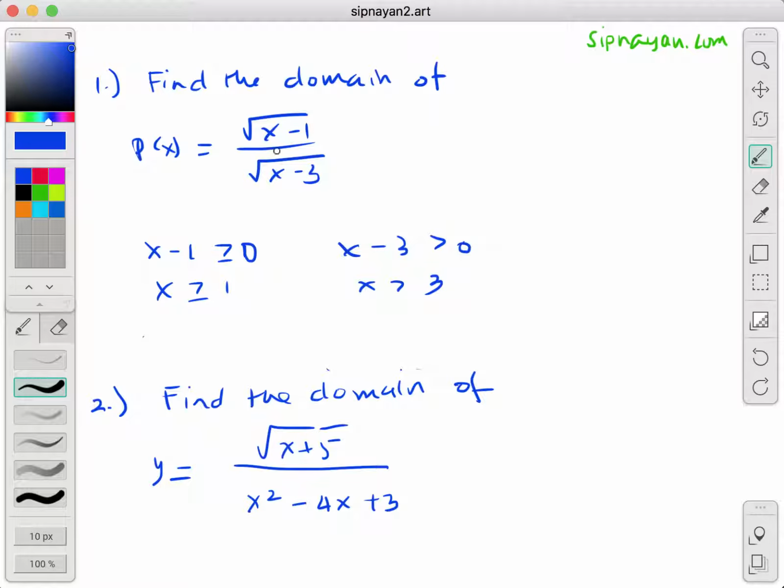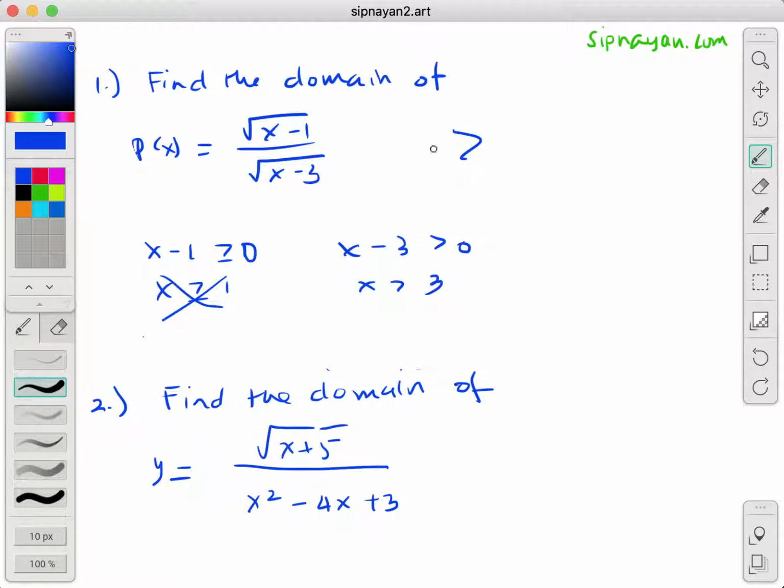So, try natin mag-substitute. 1 minus 1 is 0, so walang problema. Square root of 0 is 0. And then here, square root of 1 minus 3. Pag x equals 1, 1 minus 3 is negative 2. Square root of negative 2 is undefined. So, hindi pwede ito, no? Ibig sabihin, ito yung domain natin.